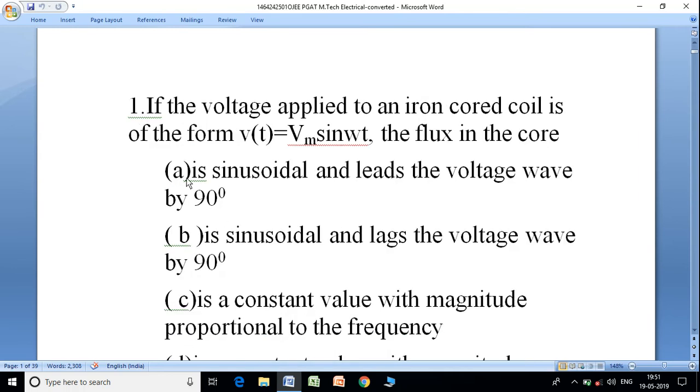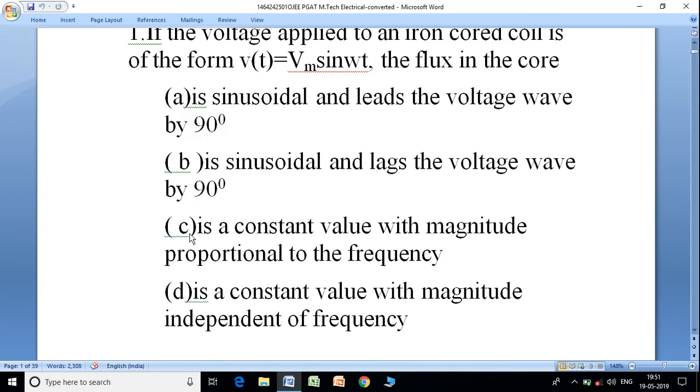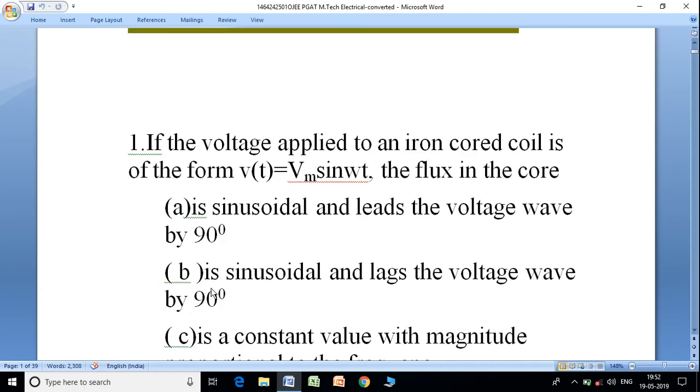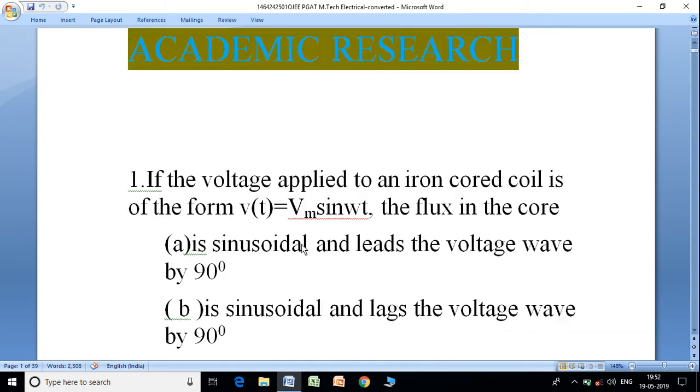So first answer is sinusoidal and leads the voltage wave by 90 degrees. The second is sinusoidal and lags the voltage wave by 90 degrees. And third is a constant value with magnitude proportional to frequency. Fourth is a constant value with magnitude independent of frequency. The best suitable answer is B, that is sinusoidal and lags the voltage wave by 90 degrees.